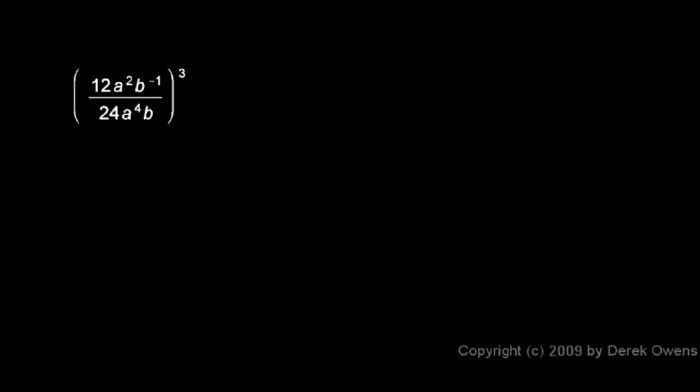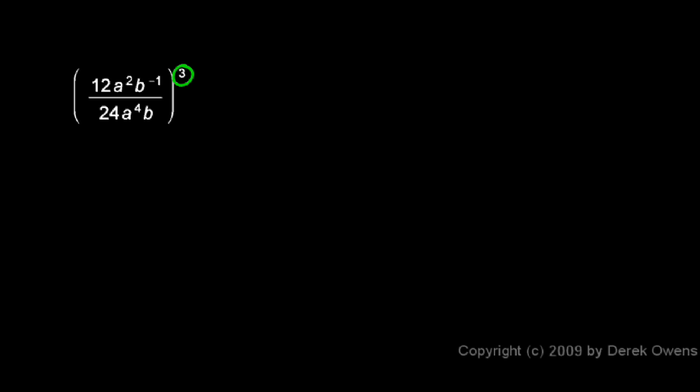In this example, once again, we have variables and exponents all raised to a power. But if I look in here, I see an a squared there and an a to the fourth. And then I see a b right there and right there. And I look at this 12 and this 24. And I realize that a lot of things in here can be simplified. And it's going to be easier if I simplify that first.